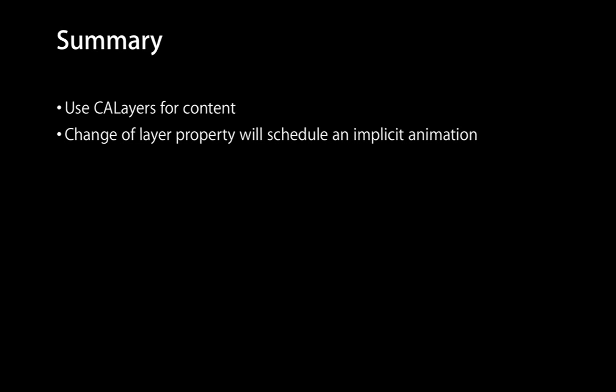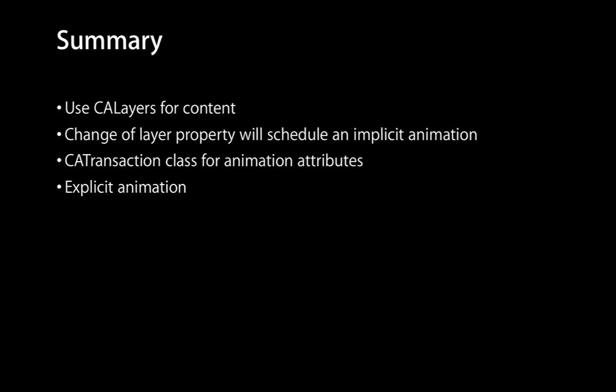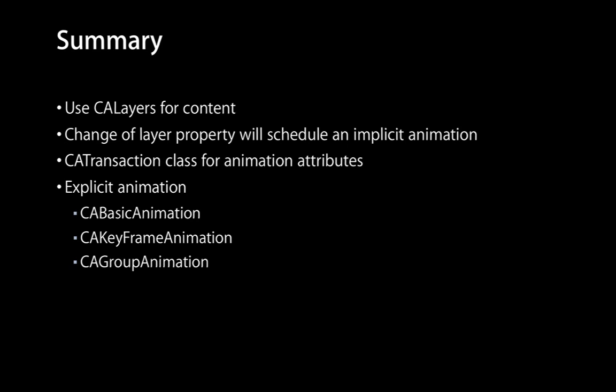So let me just summarize this. This is the end of part 1, if you like, introduction to core animation. Let me just summarize what we've covered. So we use CA layers for content with a declarative style. That means that when you change a layer property, a whole bunch of work will happen in the background for you, almost always giving you exactly the beautiful effect that you want. If you want to start modifying the default properties, you can using the CA transaction class. If you want to get even more fancy, then you use explicit animations, of which there are 3 types: CA basic animation, CA keyframe animation, and CA group animation.